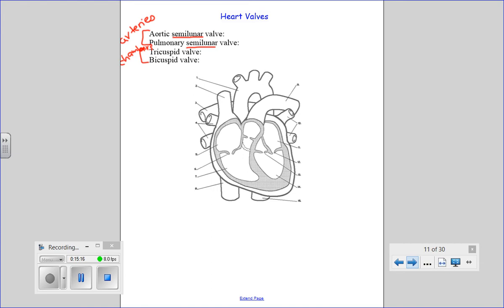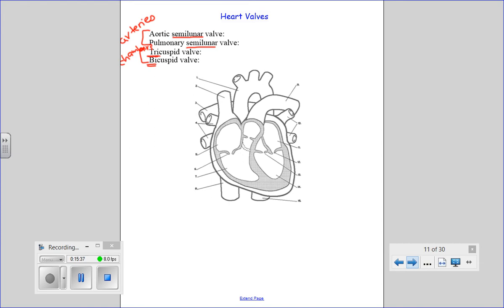If you think about what lunar means, it's talking about the moon, so we're talking about a shape that's like half of a moon. The bicuspid and tricuspid valves are named with prefixes representing how many sections they have. The bicuspid valve has sort of 2 parts, the tricuspid valve has 3.